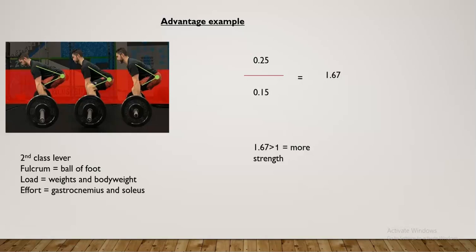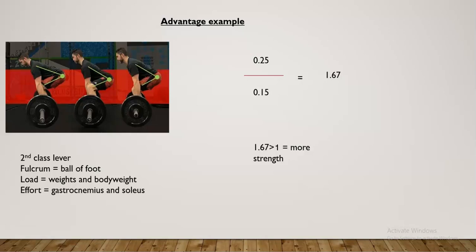Now, our advantage example can be shown through another second class lever, which is more tailored towards an advantage, which is greater than 1. We can look at the deadlift, so that we can see the fulcrum, which equals the ball of the foot. We can look at the load, which is the weights and body weight. So the weights would be the barbell with the weight attached to it, and the effort would be the gastrocnemius and soleus of the inferior part of the leg.